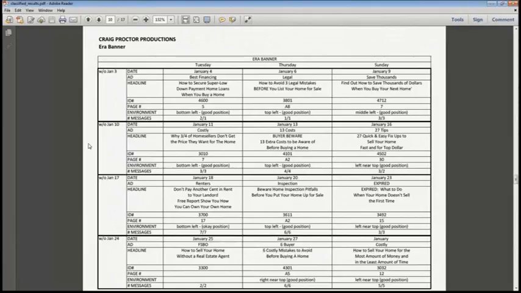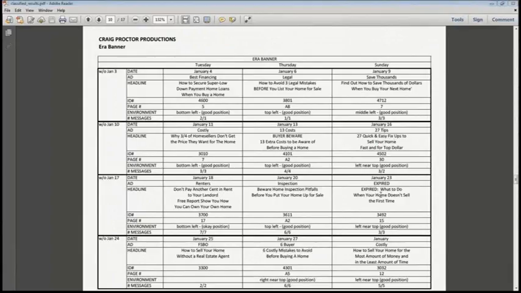I also tested what page number the ad ran on. This ran on page 5, a pretty good positioning. So environment was the bottom left-hand corner of the page, pretty good positioning. I had 2 hits and 1 message. On Thursday, January the 6th, I ran the legal campaign, how to avoid 3 legal mistakes before you list your home for sale. ID 3801, page A8, top left-hand side of the page, good positioning. 1 hit and 1 lead.